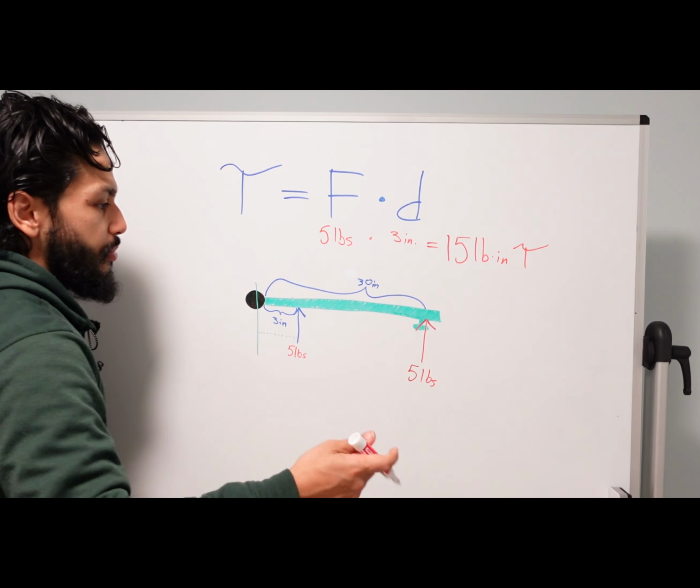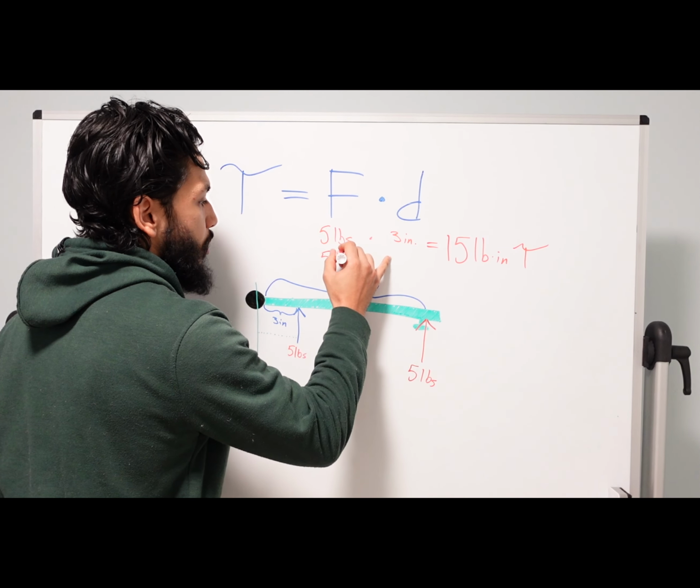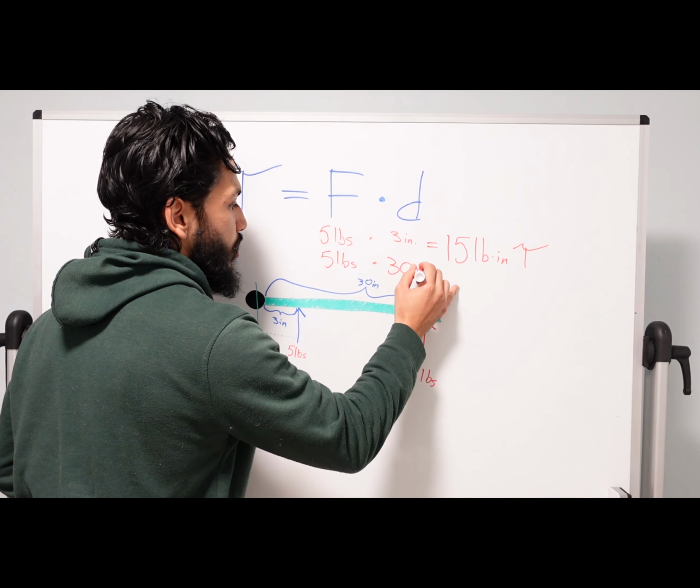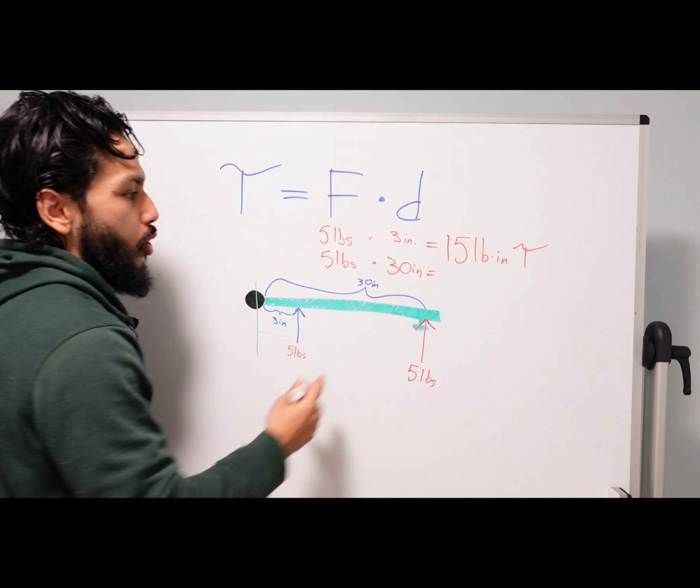So what does that mean? That means 5 pounds of force times 30 inches is going to give me how much? 150.